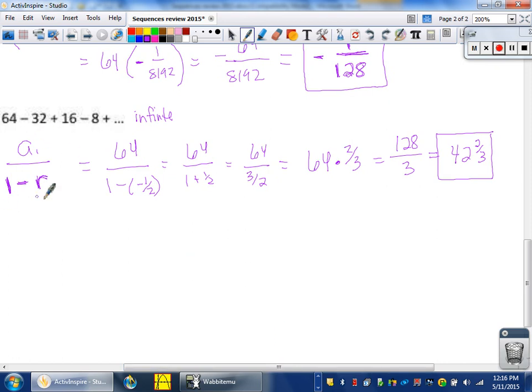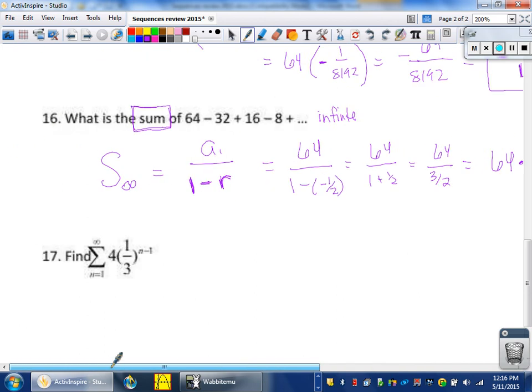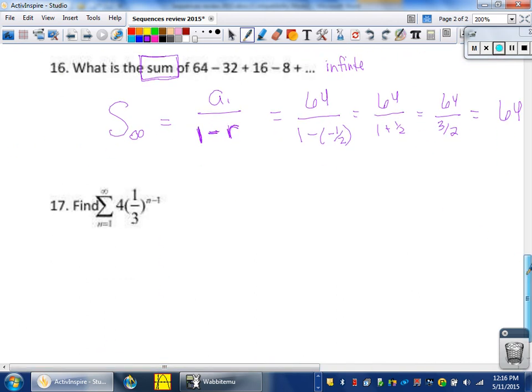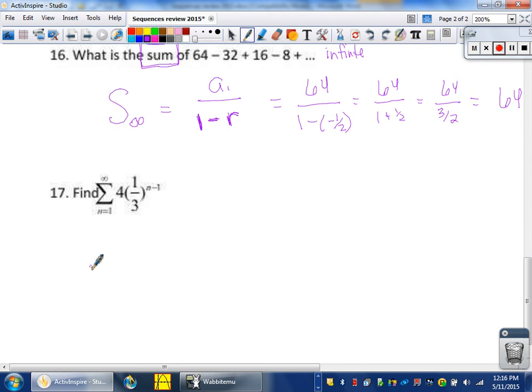So, infinite geometric sequence formula: first term over 1 minus the ratio. Here we have it again. We have the first term. What's the first term of this sequence? 4 times 1/3 to the 1 minus 1. 4 times 1/3 to the 0. 1/3 to the 0 is, of course, 1, so the first term is 4, and this is your ratio.